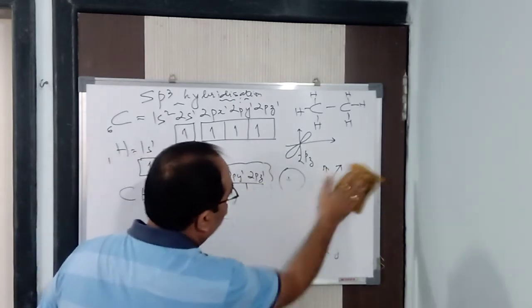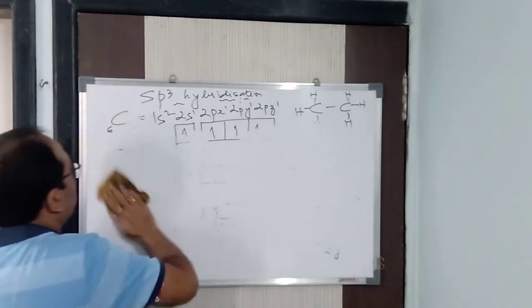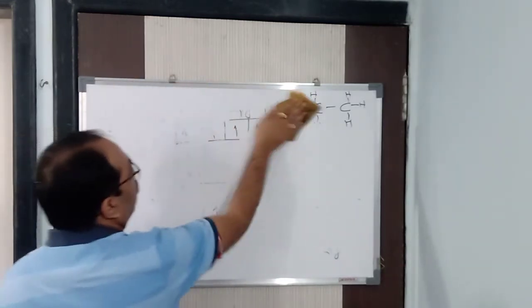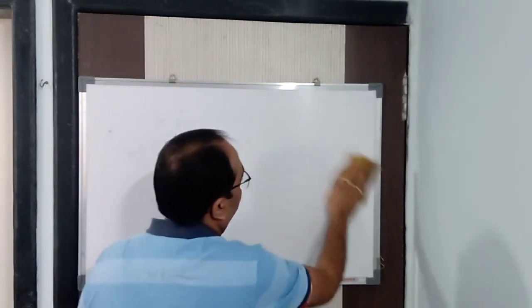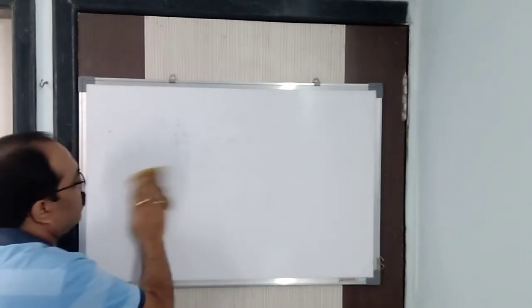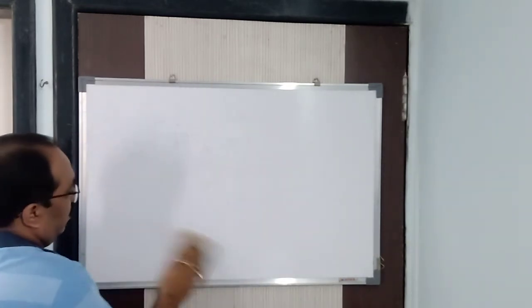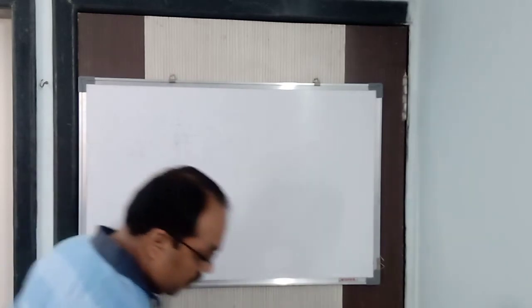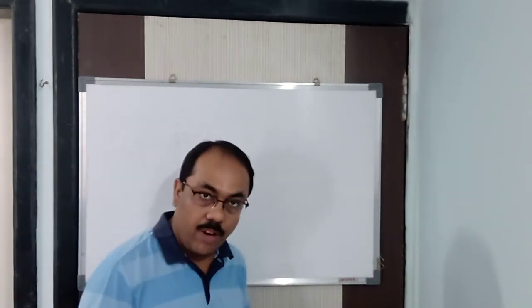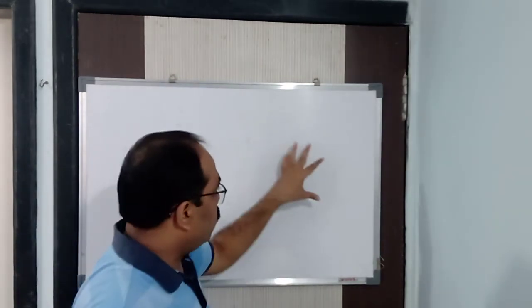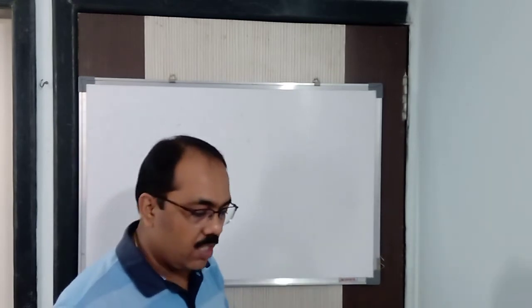Now we'll come very quickly to the orbital diagram. All this you need to write down. Understood, children? Don't think that you don't have to write this. These are the steps. First the electronic configuration, then you write the spin quantum number diagram. After that you show the type of hybridization, how it is sp3. Then you show the orbitals which are participating.